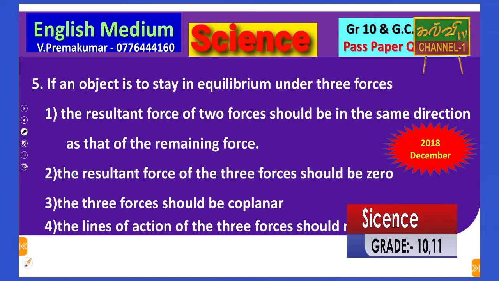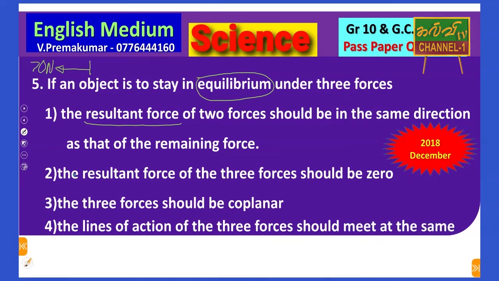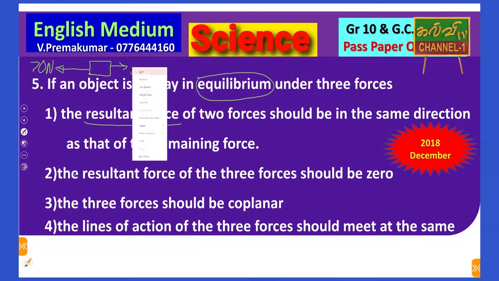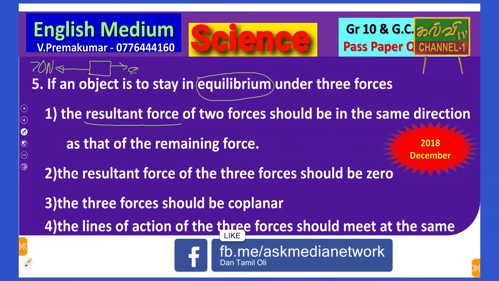If an object is to stay in equilibrium under three forces, equilibrium means balance, here this is under the balance, under three forces. First question, the resultant force. Students must know the resultant force. Say for example, if here we apply 70 Newton on a cube of wood, and on this side 80 Newton.